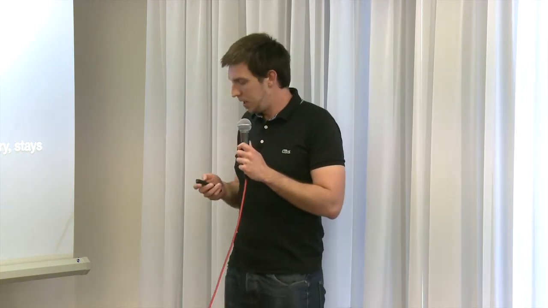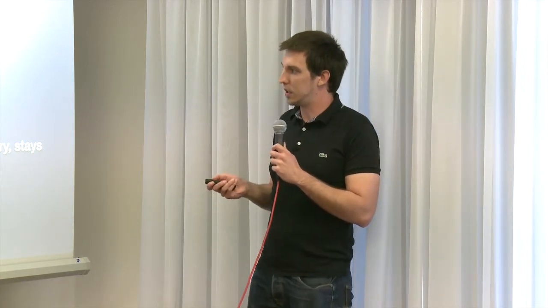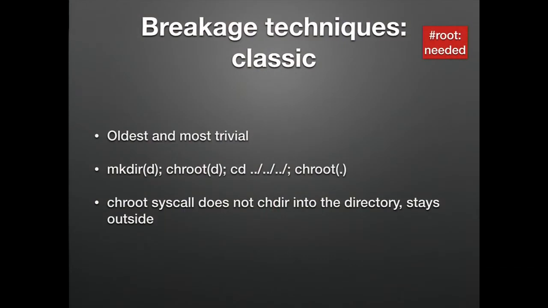Or if we have hard linked setuid or setgid binaries, then we can just replace the shared libraries under it. It will load them, and we can get code execution by these setuid and setgid binaries. And this is where the stuff starts, really. This is the oldest technique that is known. If you look for chroot escape techniques, you will find this one. It's really trivial, it's really elegant. You just create a directory, chroot into that, change the directory back, and chroot into that.